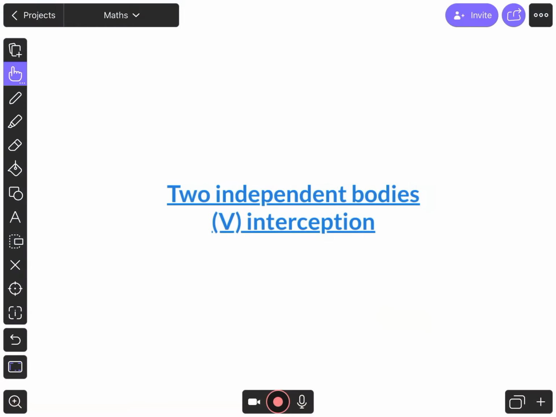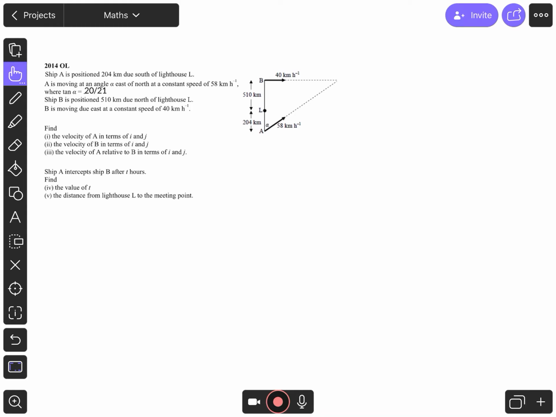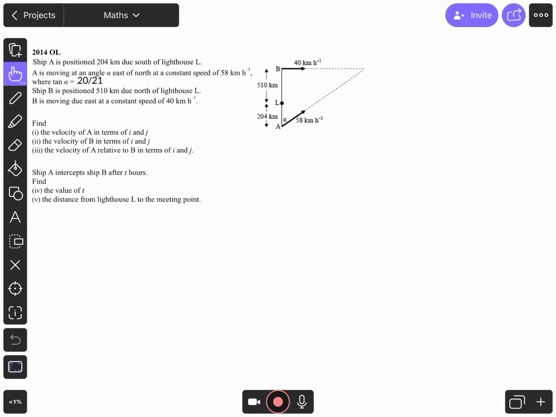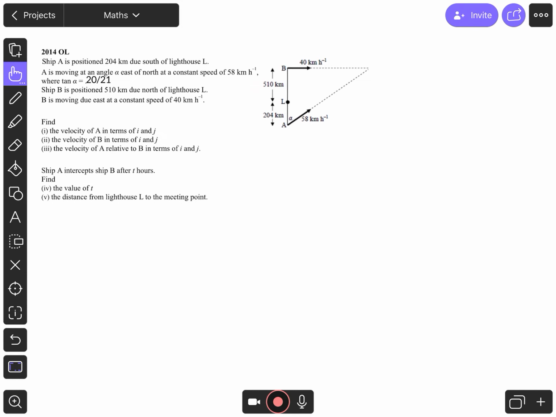This is two independent bodies. This is the fifth part of the two independent bodies for relative velocity. This question here is an ordinary level question. We'll take a look at a higher level type of question in a minute.